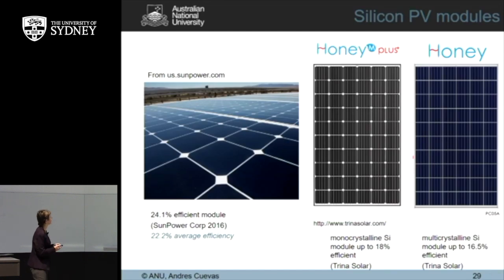So these are sorts of commercially available panels. The very highest efficient ones are around 22 to 24%. They're very high efficiency. They're somewhat more expensive than the other types of panels. Here's your more typical types of panels, around 16 or 18%. These are the sorts of panels that you would buy to put on your house.